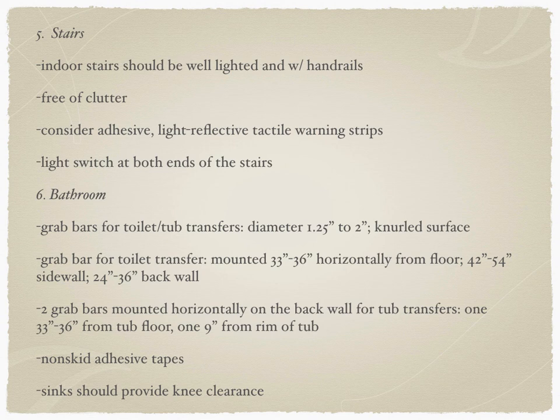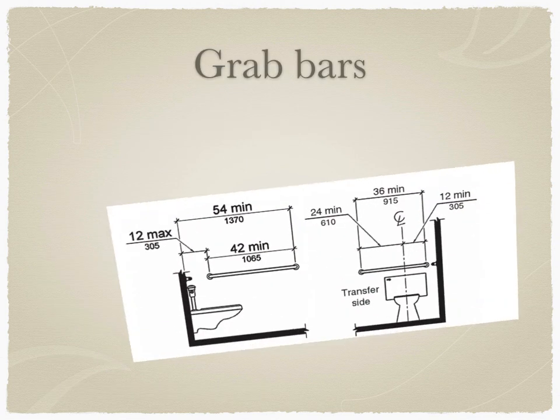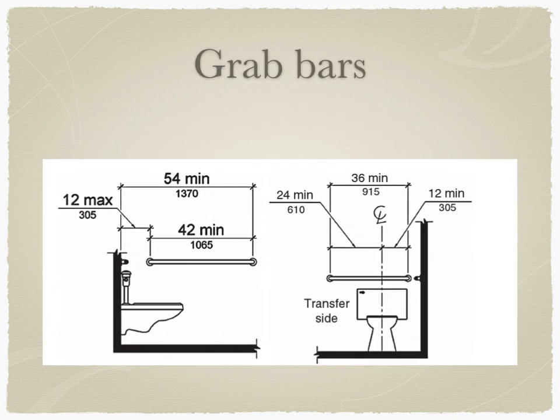The use of 2 grab bars mounted horizontally on the back wall for tub transfers. One needs to be 33 to 36 inches from the tub floor, and the other one is 9 inches from the rim of the tub. Should use non-skid adhesive tapes on the floor of the tub or the shower, and the sink should provide adequate knee clearance. These are the examples for the grab bars.